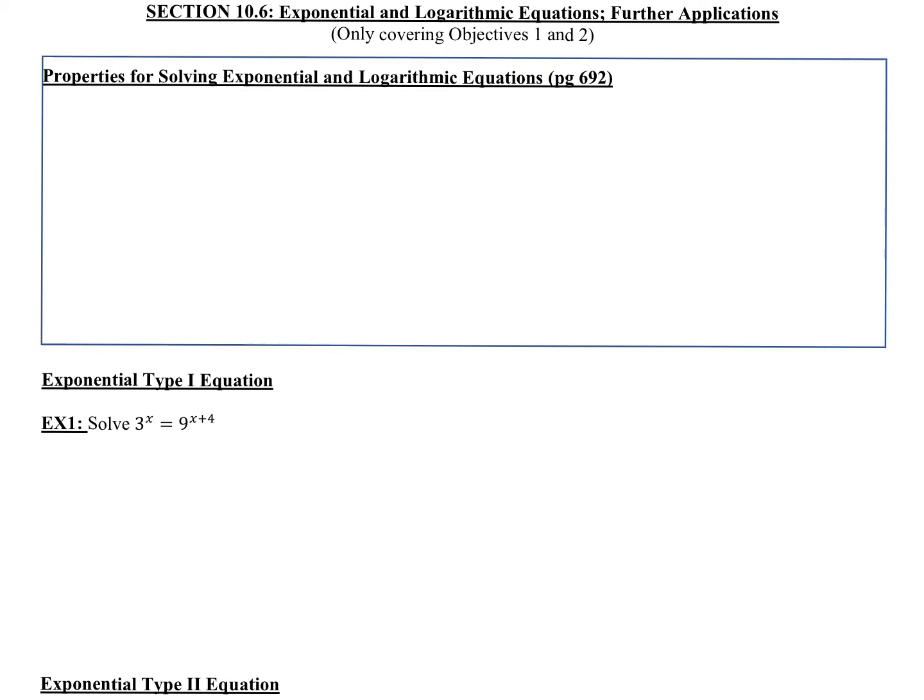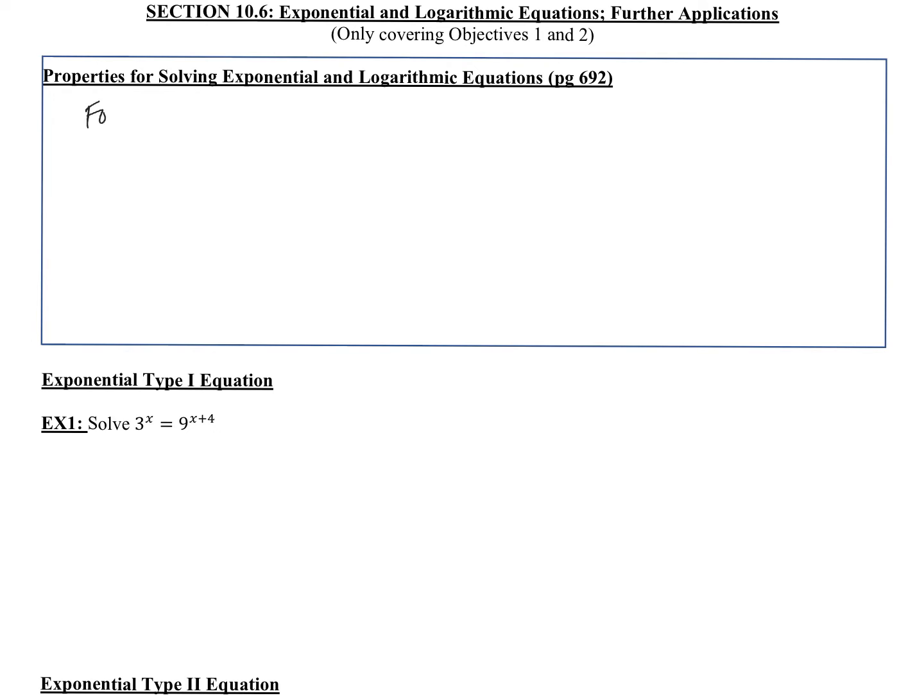Alright, welcome to section 10.6, Exponential and Logarithmic Equations and Applications, except we're only covering objectives 1 and 2, which means we're just covering exponential equations and logarithmic equations. Alright, so some properties for solving exponential and logarithmic equations.